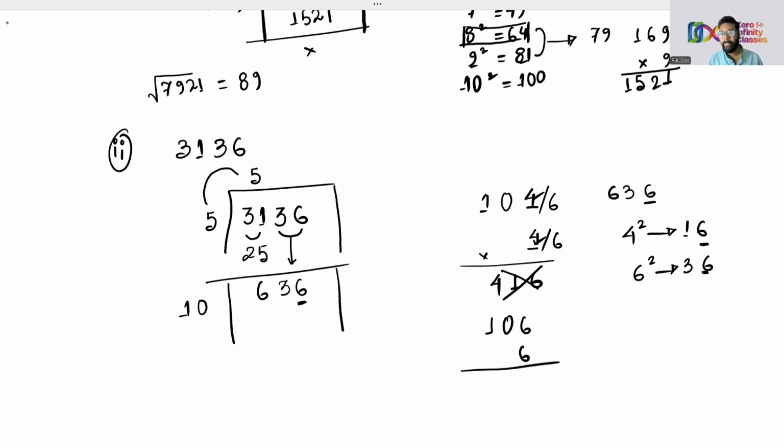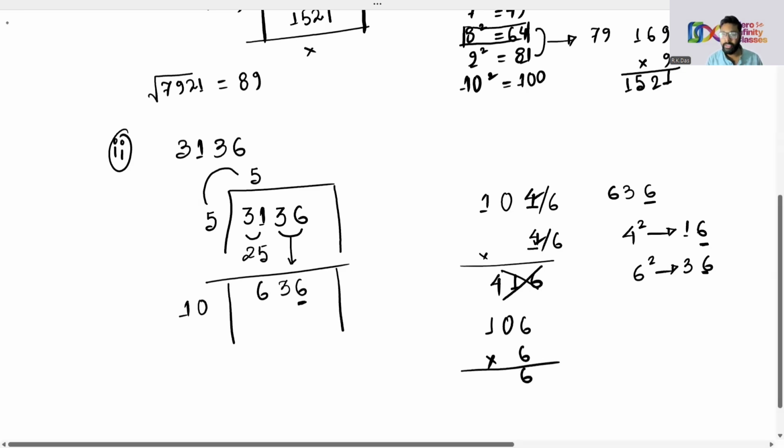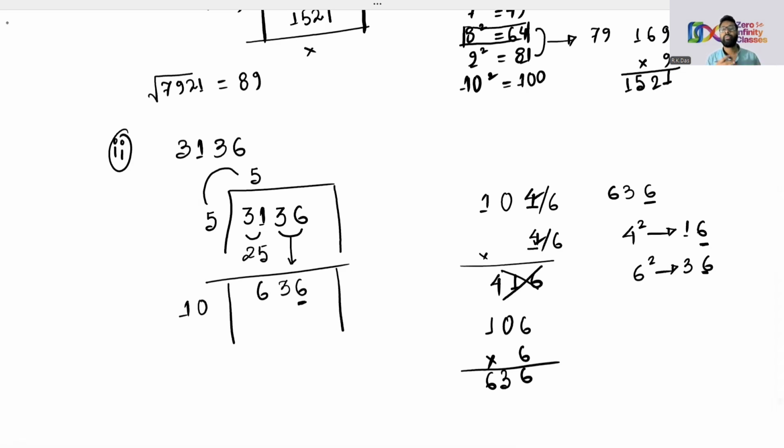So let me check again with 6. 6 6s are 36, 3 in hand, 6 0 is 0 and 3, 3, 6 1 is 6. So after taking 6, we are getting 636. But when we are taking 4, we are getting 416. So 6 will be our answer. Here we'll be writing 6, 6 and 636, and nothing is left.